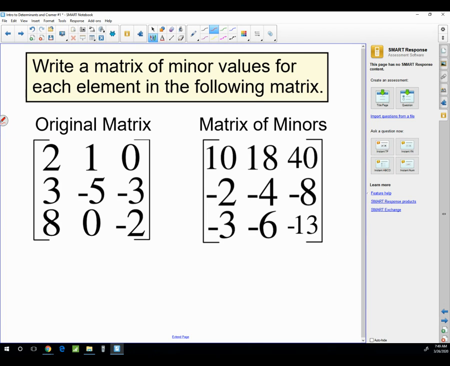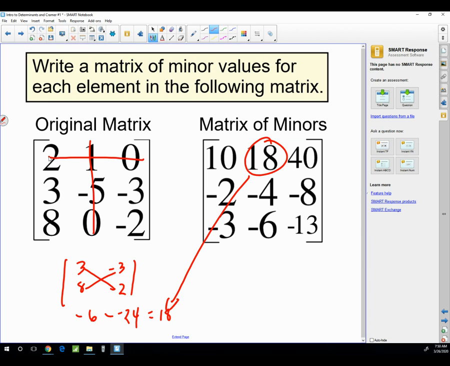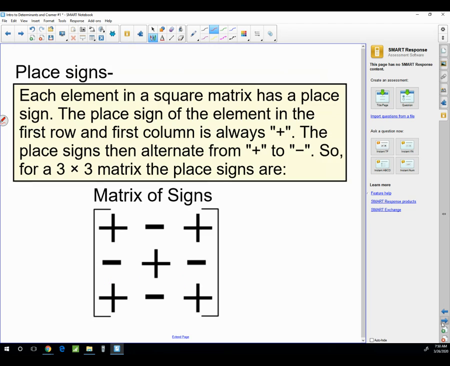Let's test one value. Let's do the minor value of 1. And so that would be the leftover matrix is 3, 8, -3, -2. That product is -6 minus that product is -24. And so that looks like 18. And that's how we get that 18 right there. And you just do it for each one, each element in the original matrix.